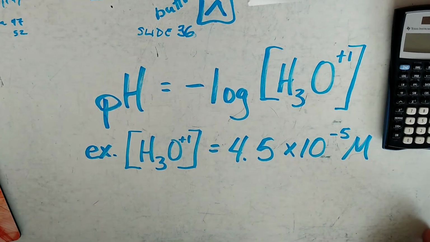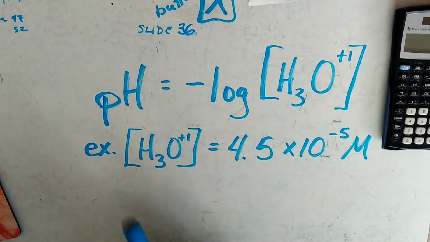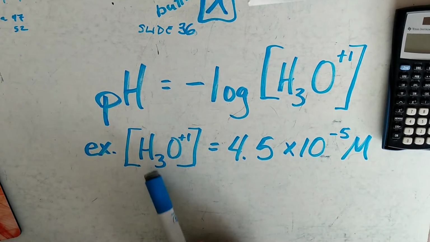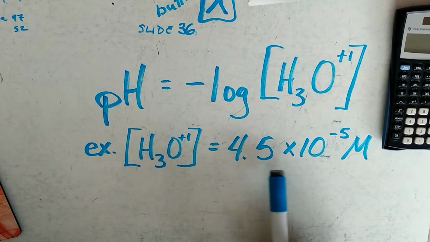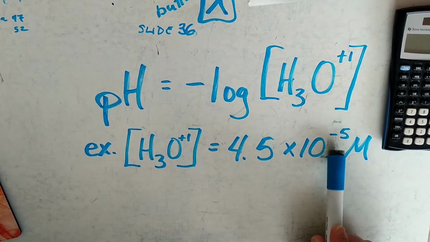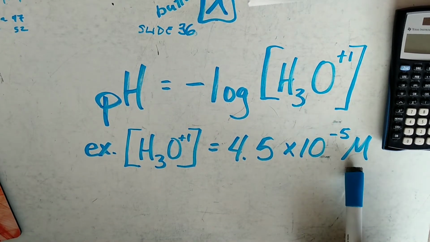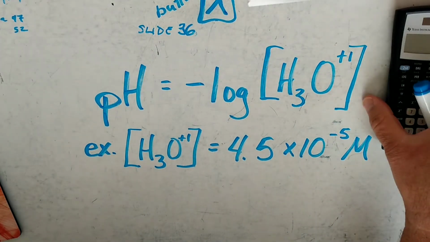All right, so our example down below shows that our hydronium ion is equal to 4.5 times 10 to the negative fifth power molarity. All right, now how do we do this?